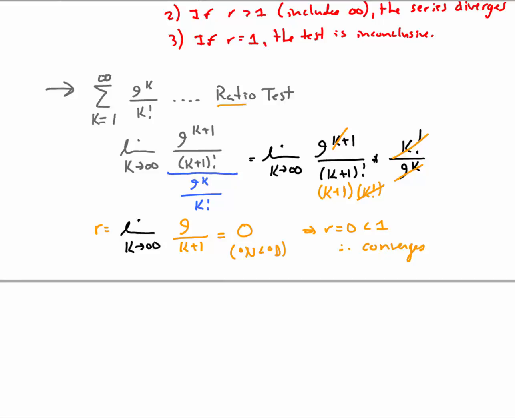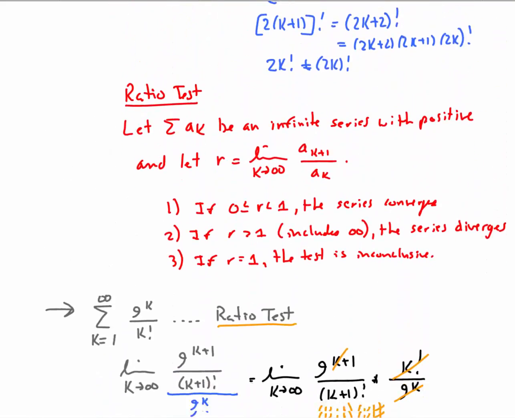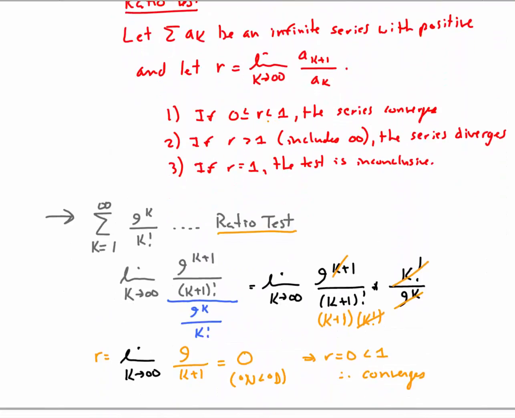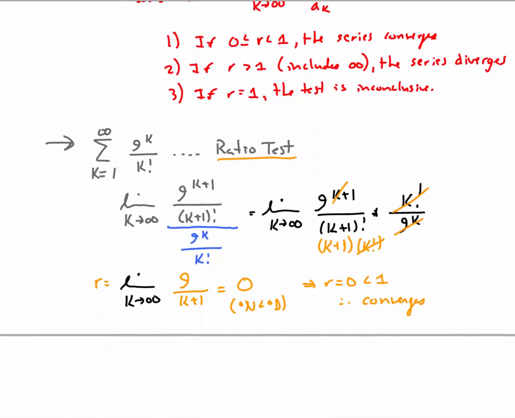So again, name the test, go ahead and show your work performing the test and the simplification, draw your conclusion. I have to say, I can't just say r equals 0 so it converges. I have to say why, because it's less than 1. Okay, and that's this first case. It's definitely less than 1, so it converges. So that's an example of using the ratio test. In this specific case, we use factorials as well.